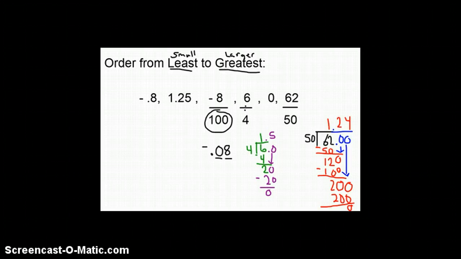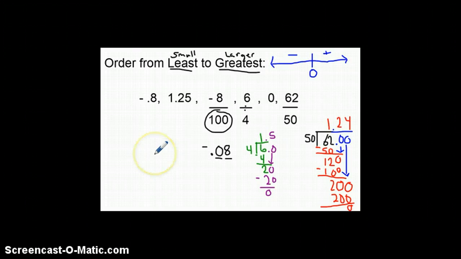Now that we have all the numbers in a form we can easily compare, we're going to order them from least to greatest. I'm just going to put a reference number line next to it. You should remember that 0 goes in the middle, our positive numbers on the right of it and our negative numbers on the left.